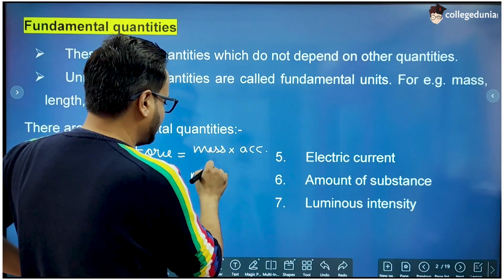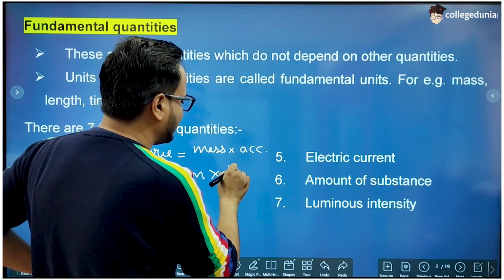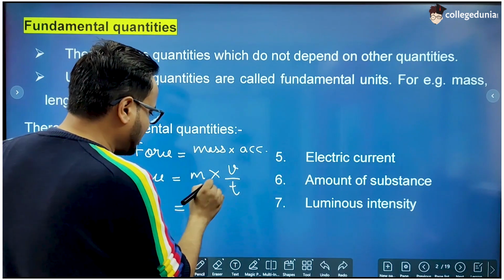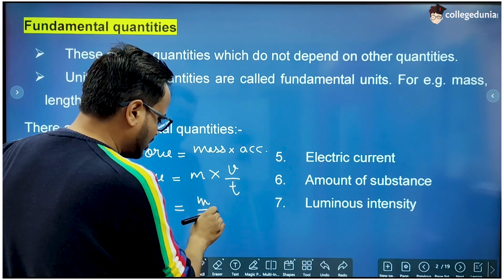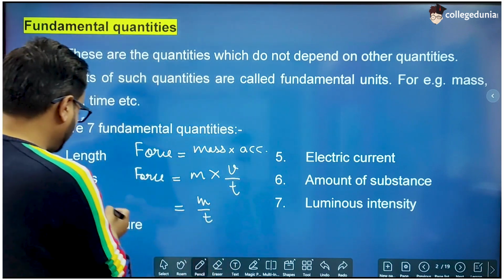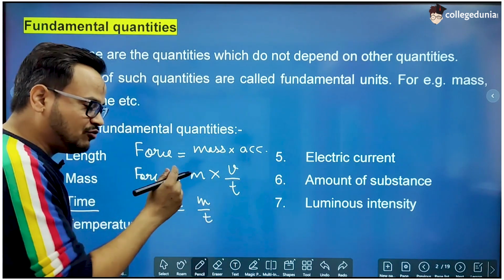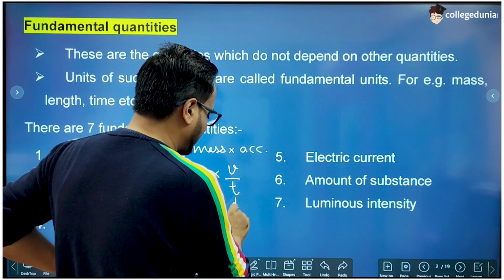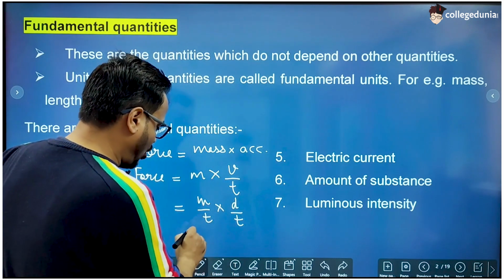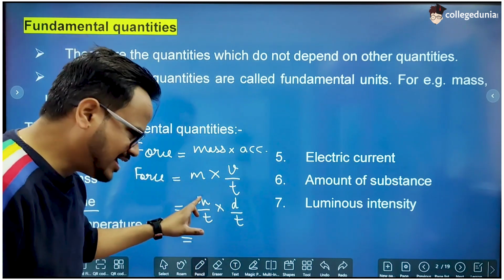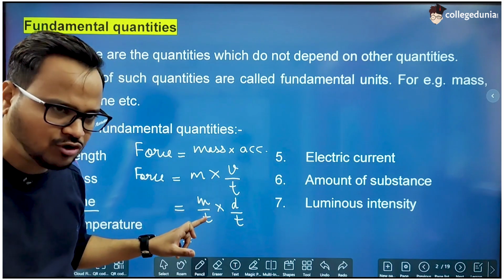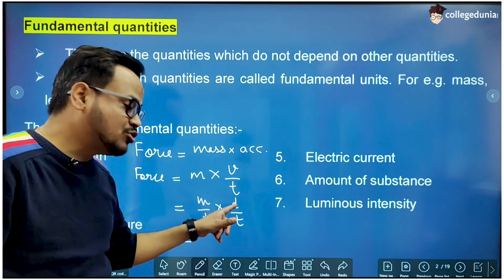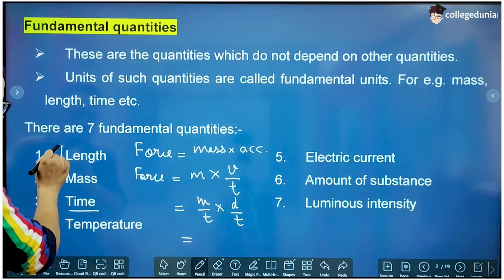So, let's write mass as m, and what is acceleration? Acceleration is change in velocity by time. Now time cannot be expanded further because time is also a fundamental quantity. Now we are left with velocity only. Now let's expand velocity. Velocity is displacement upon time. Now all these quantities, mass cannot be expanded further because we have no formula for mass as it is a fundamental quantity. Time cannot be expanded further. Displacement is what? Displacement is length.